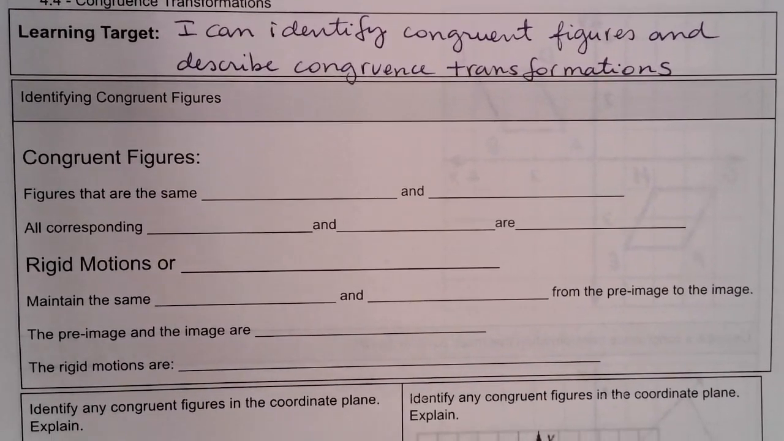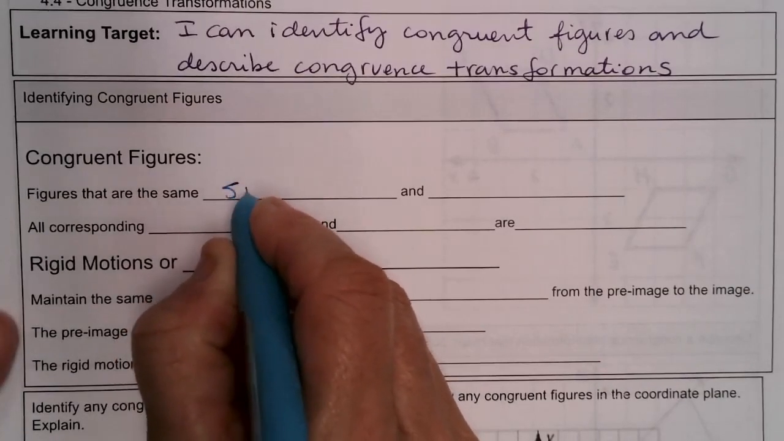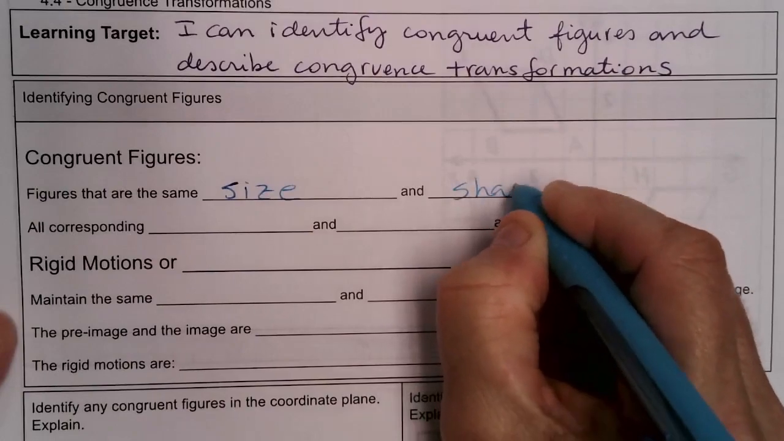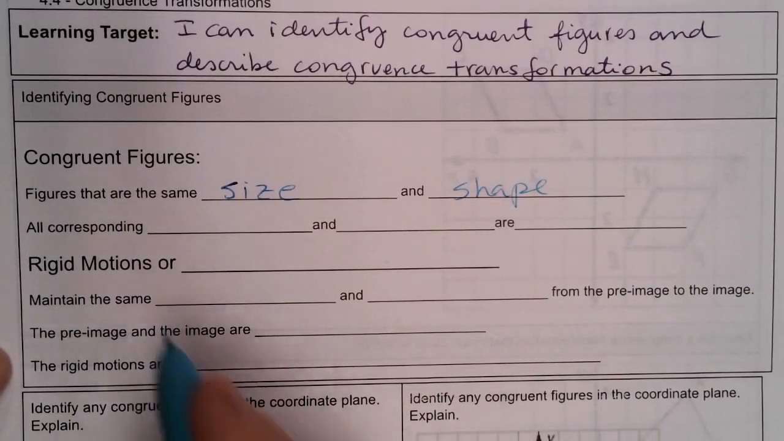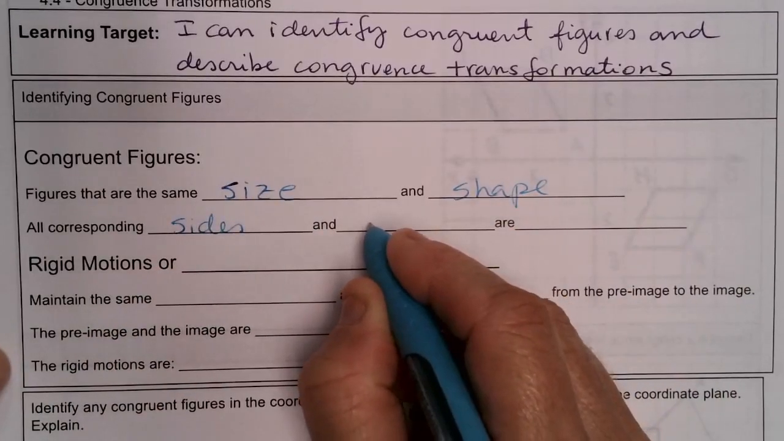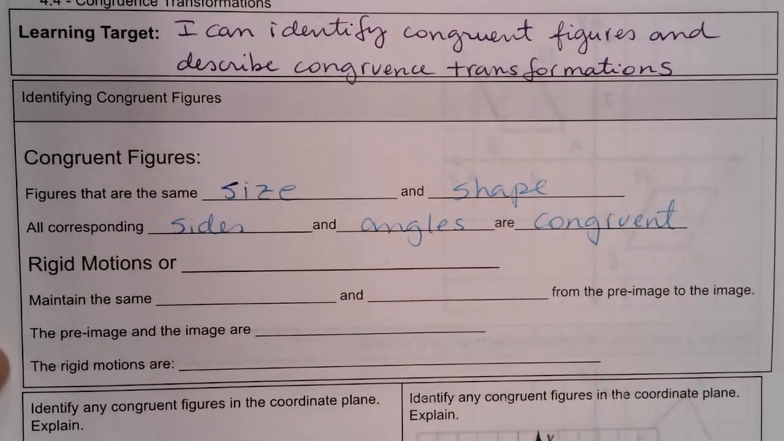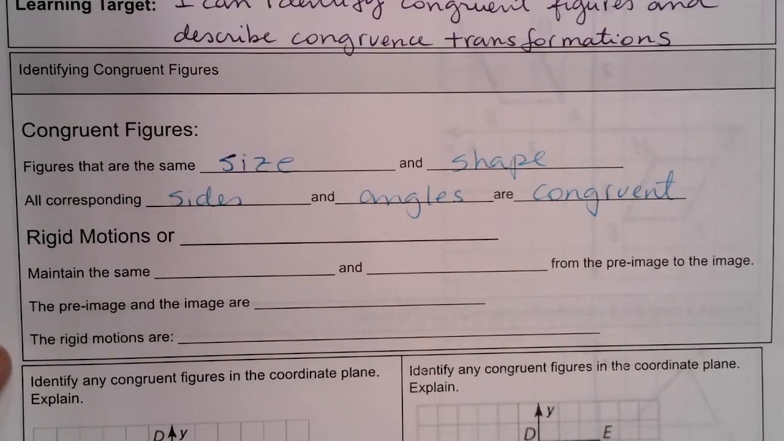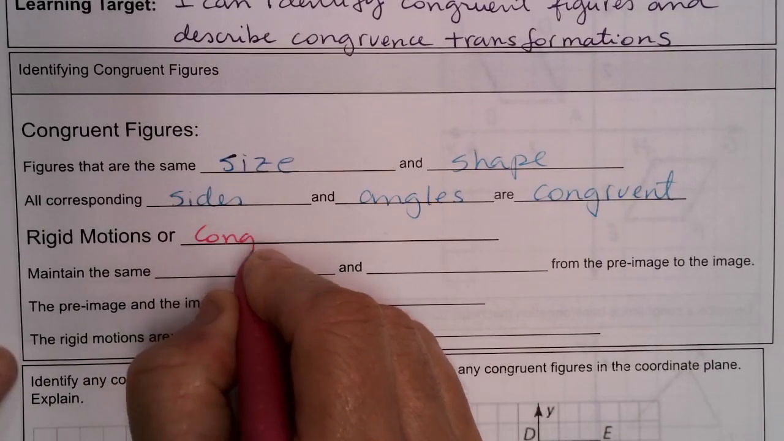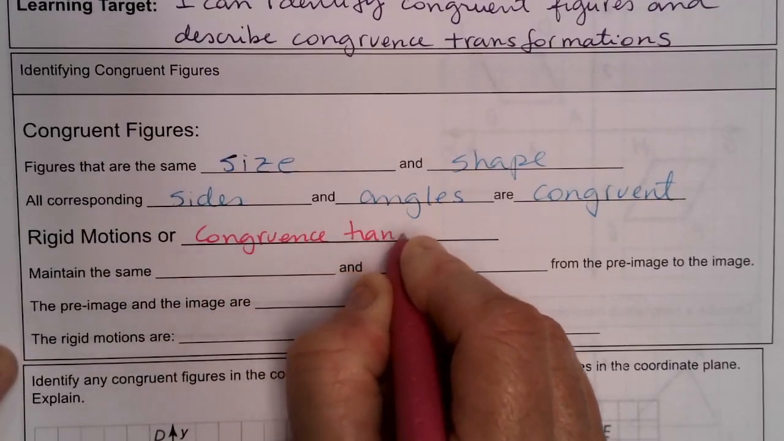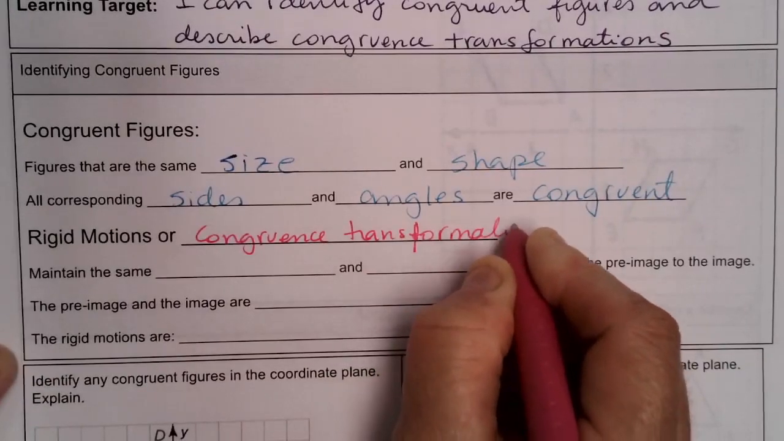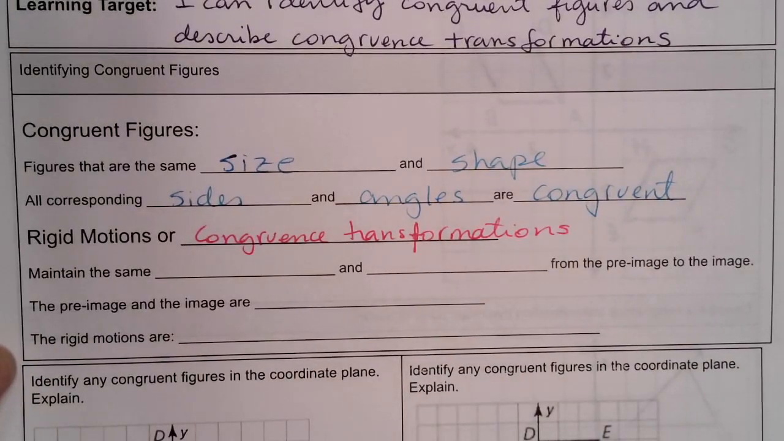Congruent figures are figures that are the same size and the same shape. All corresponding sides and angles are congruent. Rigid motions, or we also call them congruency transformations, is when you perform one or a few transformations and you get the same image, the same figure.